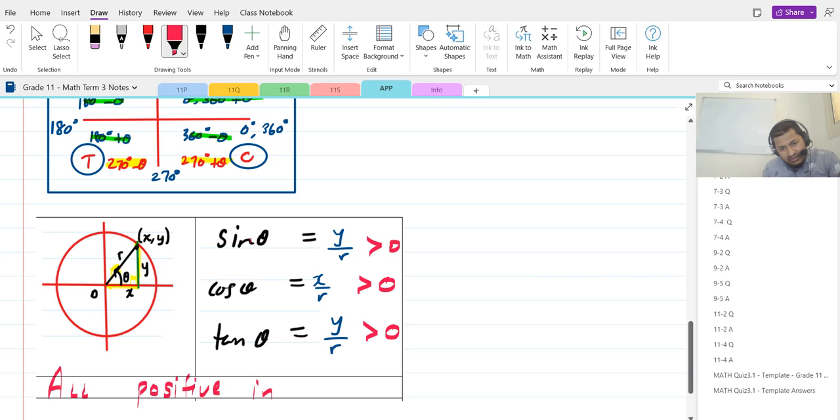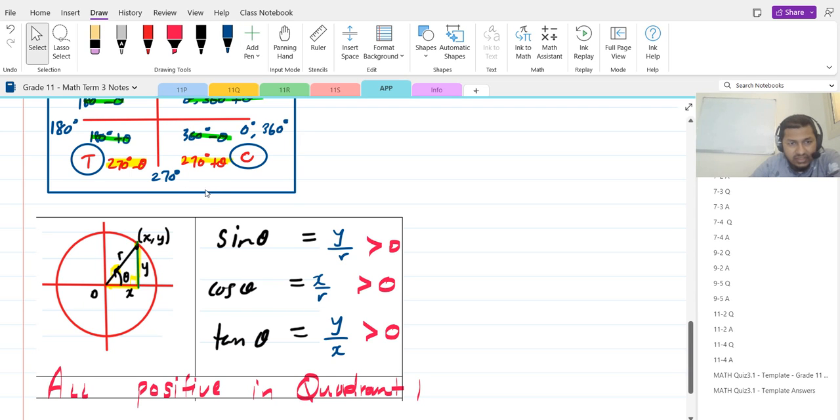in quadrant 1. Why do we say all positive? Because remember, if you try to find the reciprocal ratios, cosec, sec, and cot, you just have to say r over y, r over x, and r over, this is incorrect, it should be x over y. Yes, so cot over here will be x over y. That's the reason why we say all is positive.